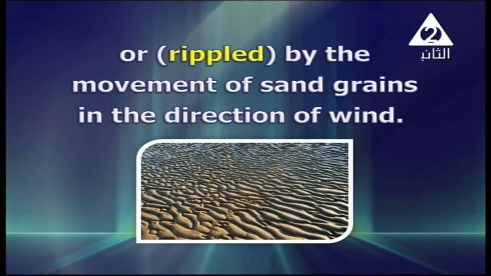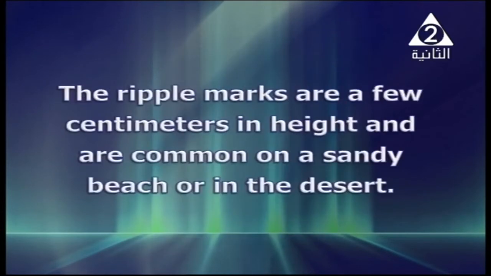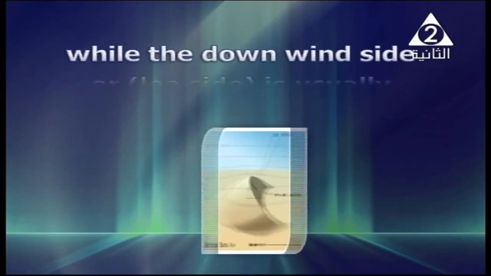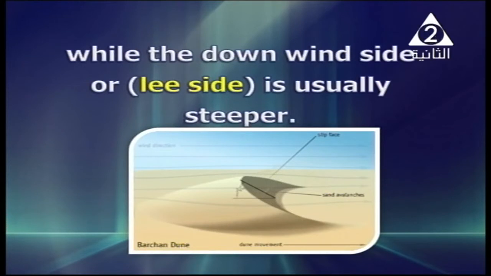We have similar ripples in coastal areas under the effect of water currents, but these are ripples in the desert under the effect of wind power. The ripple marks are a few centimeters in height and are common on sandy beaches or in the desert. In cross-section, ripple marks are not symmetrical, with the side facing the wind sloping gently, while the downwind side, or lee side, is usually steeper.